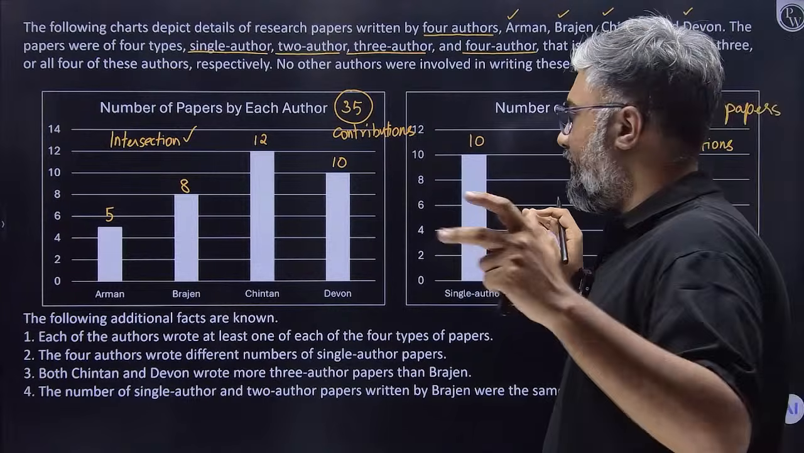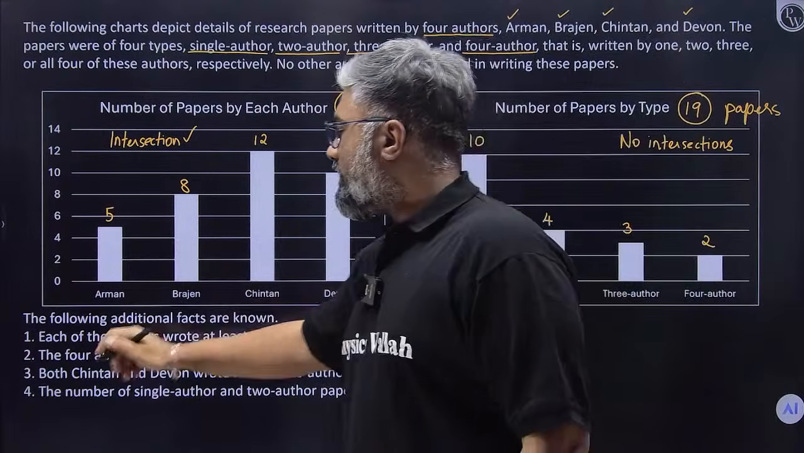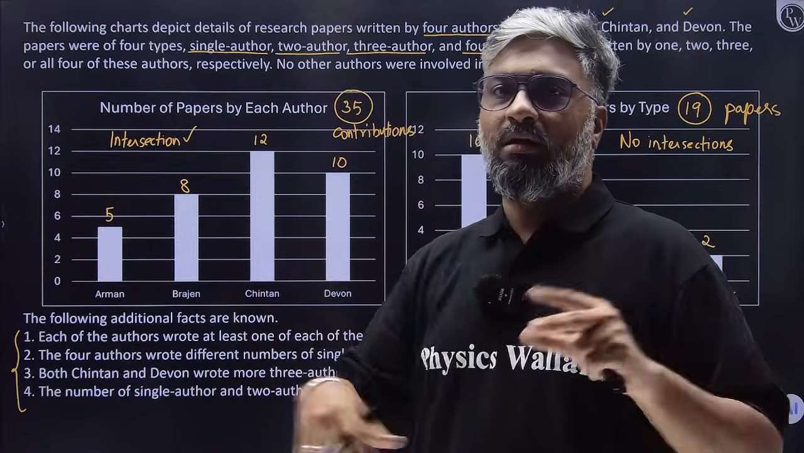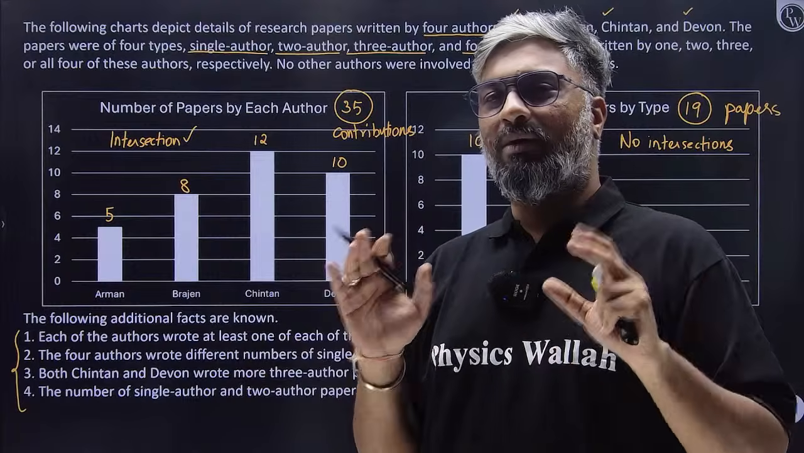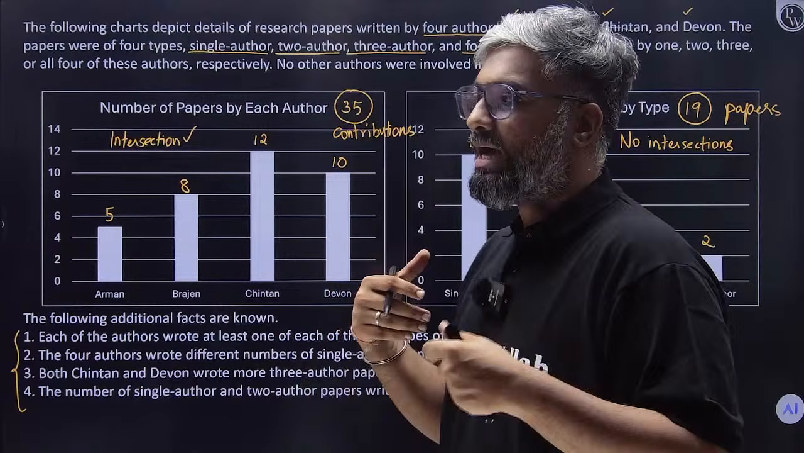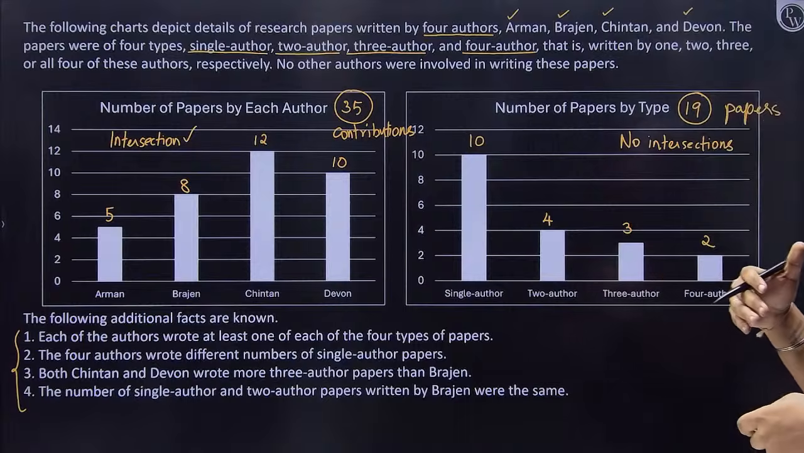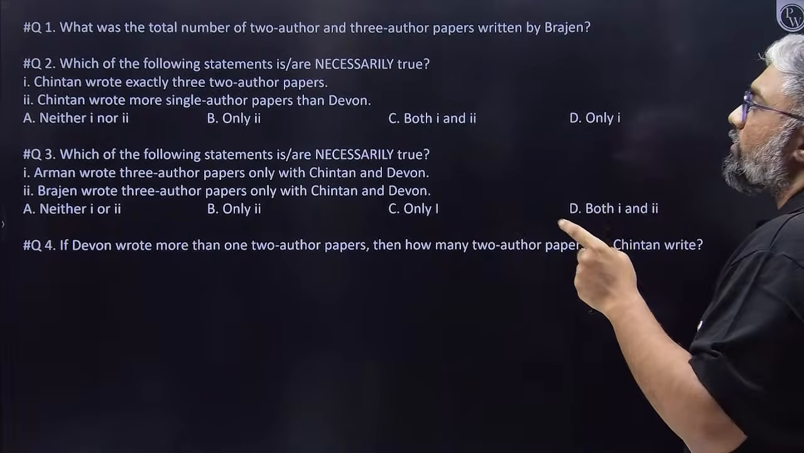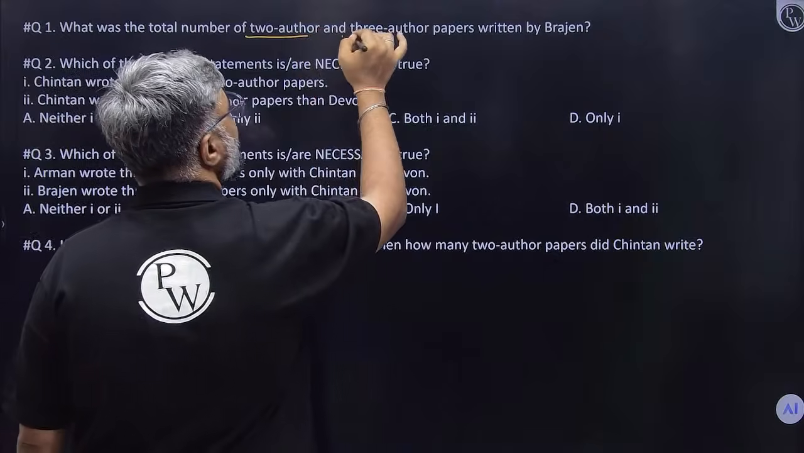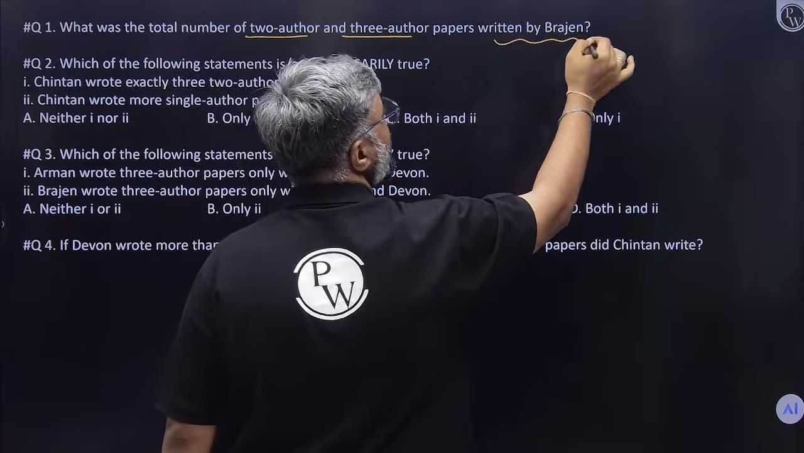Cool. Perfect. Amazing. And we have some 4 conditions. Now, before we get on with putting the Venn diagrams and all that, let's have a quick look at the questions to understand, is it exactly what we are thinking? Are they asking what we are thinking? What was the total number of 2 author and 3 author papers written by Brahan?